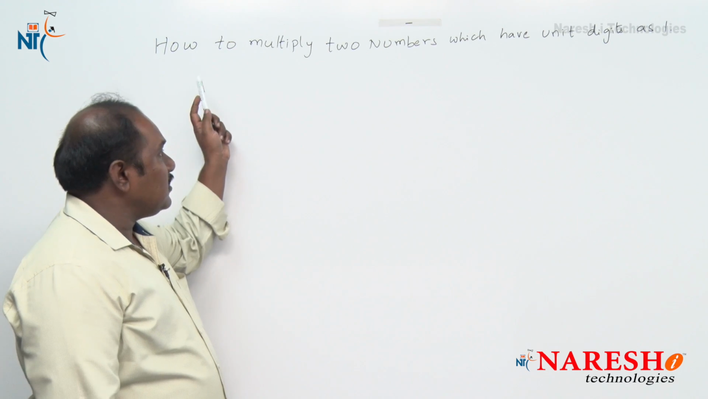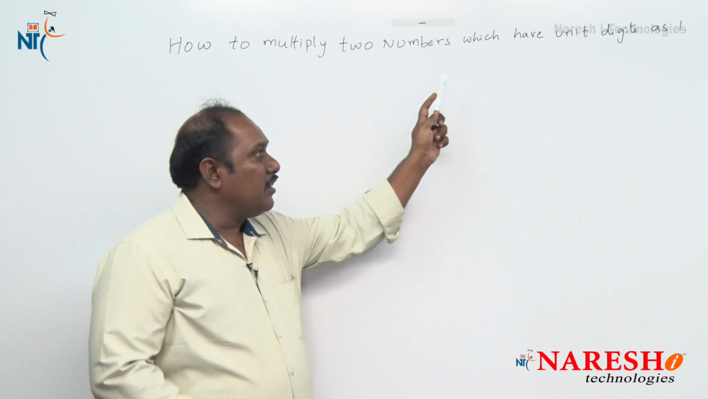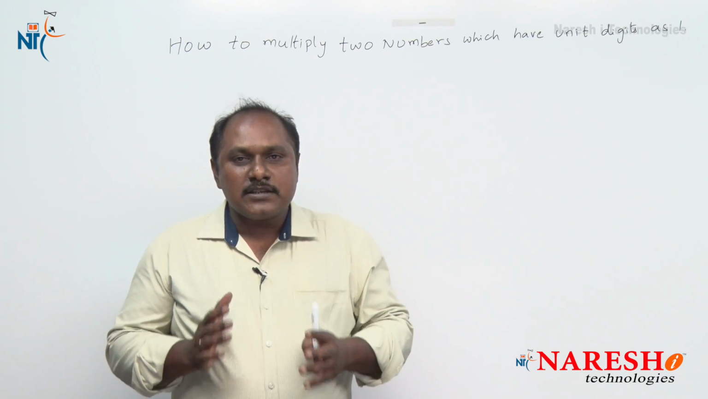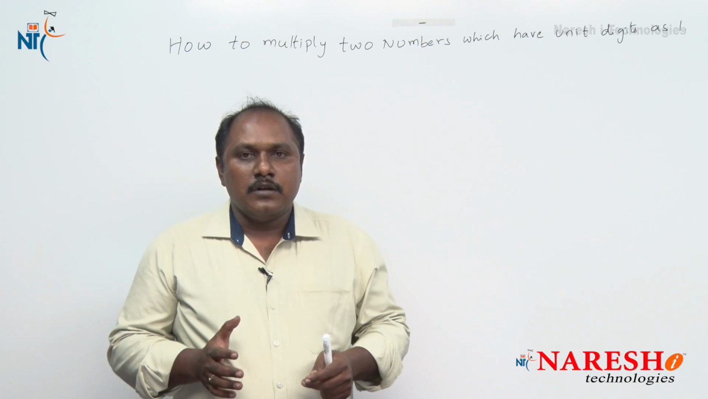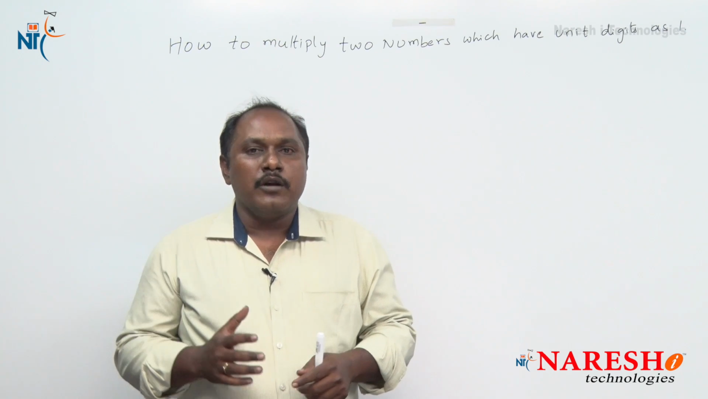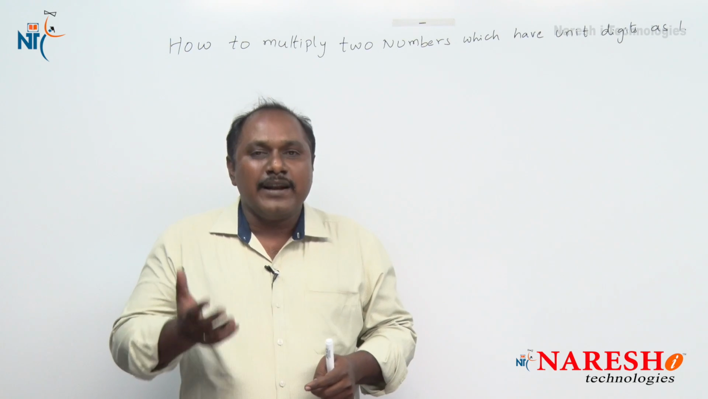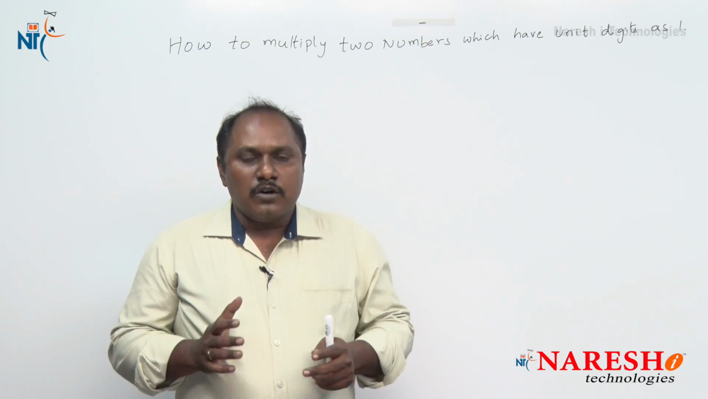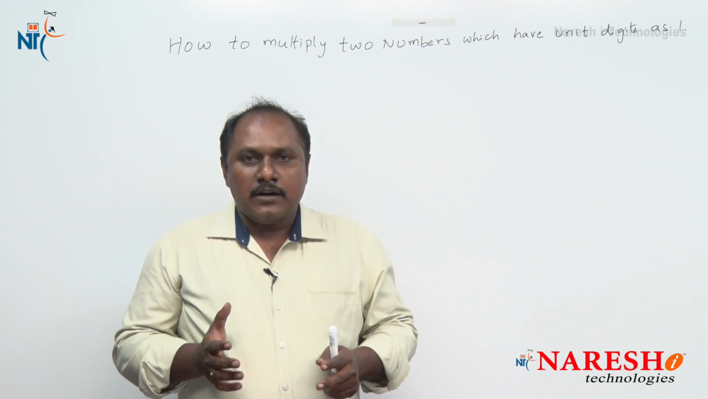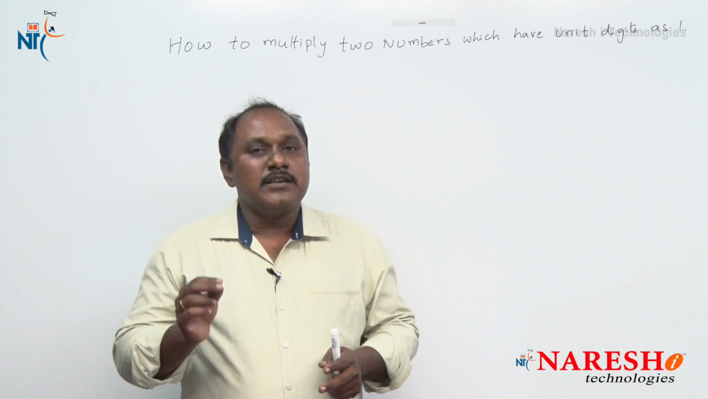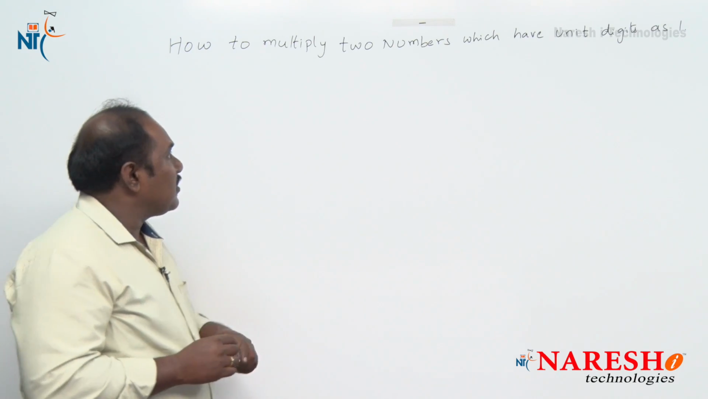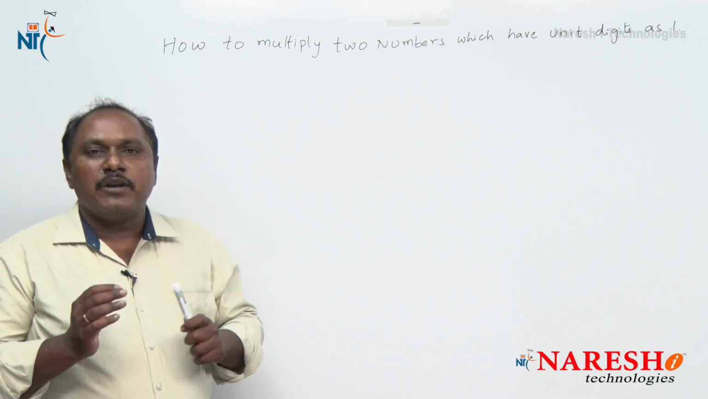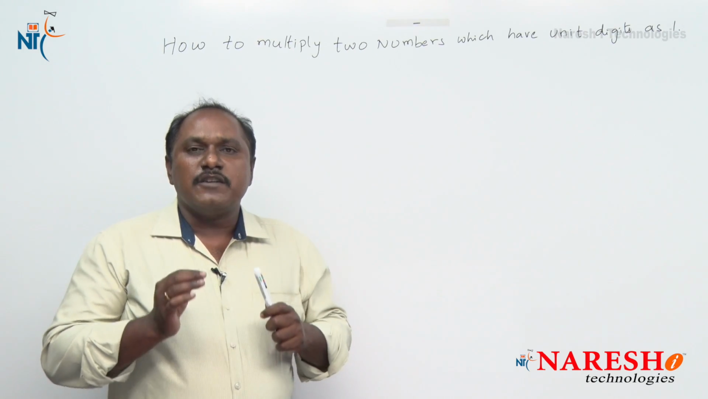Today let us discuss one important technique to multiply two numbers. The question is how to multiply two numbers which have unit digits as 1. As far as the written test in aptitude is concerned, it's not about solving a problem, it's about how quickly you solve a problem that matters. In the calculation part, multiplication plays a very major role. Today let us discuss how to multiply two numbers which have unit digits as 1 in a very simple way. Let's start with a very small example.